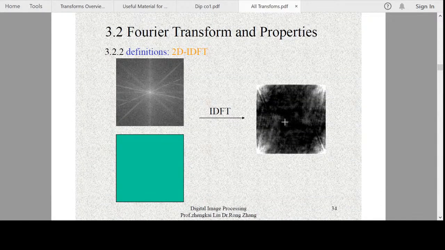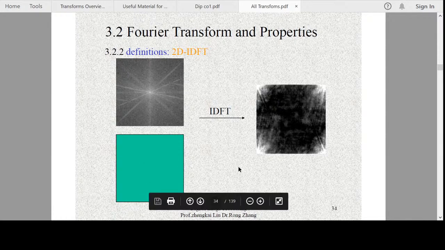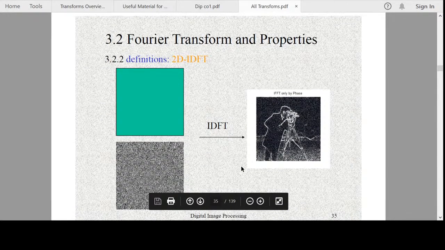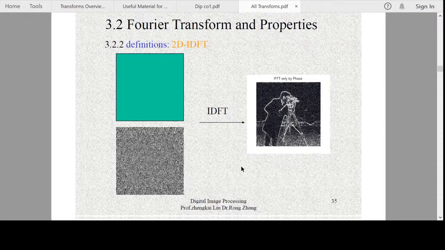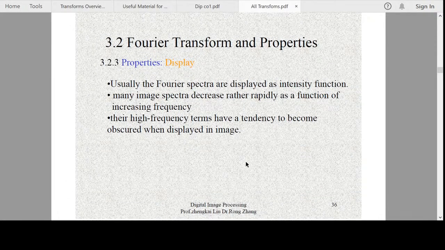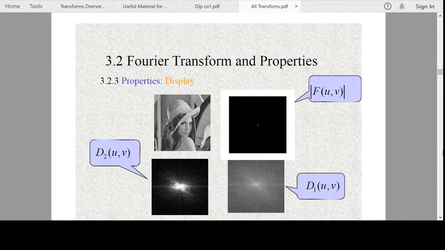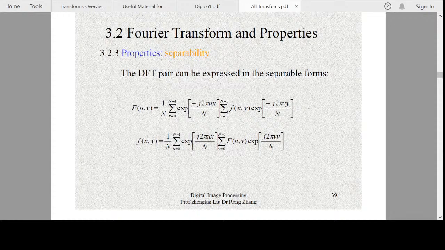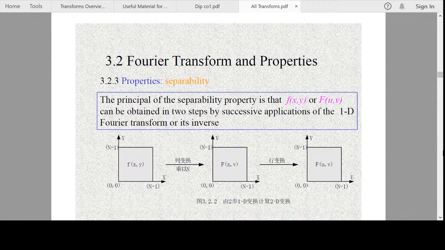The same way, there is a particular image. For that, the magnitude spectrum will be like this. The phase will be like this. This is the separability property.